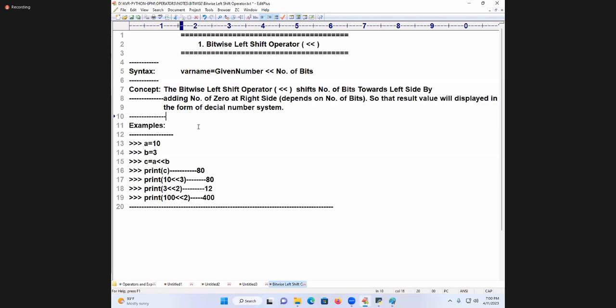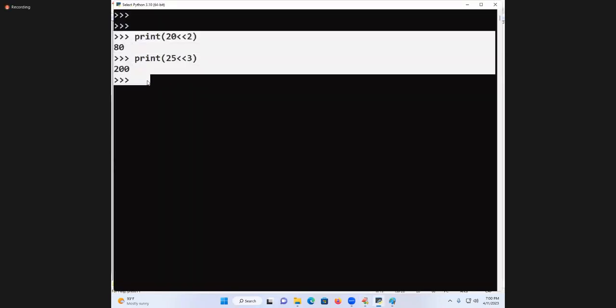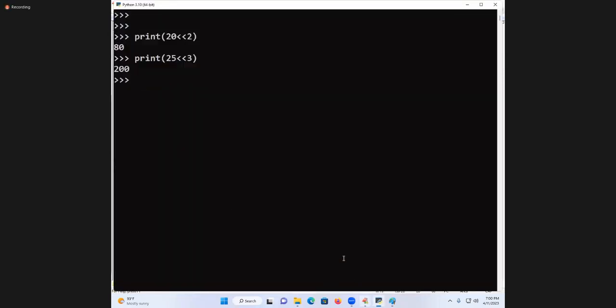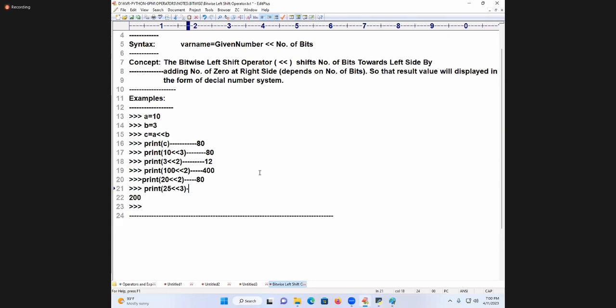Already I told you, right? Even though I represent binary data, octal data, hexadecimal data, it comes in the form of what? Decimal number system. Example: A=3, B=3, and A double less than B, 10 double less than 3, 100 double less than 2. All these things are coming or not? I will add this type of parts to your example also. I hope you are understanding these parts. Understand, students? Now, shall I move to the next one?